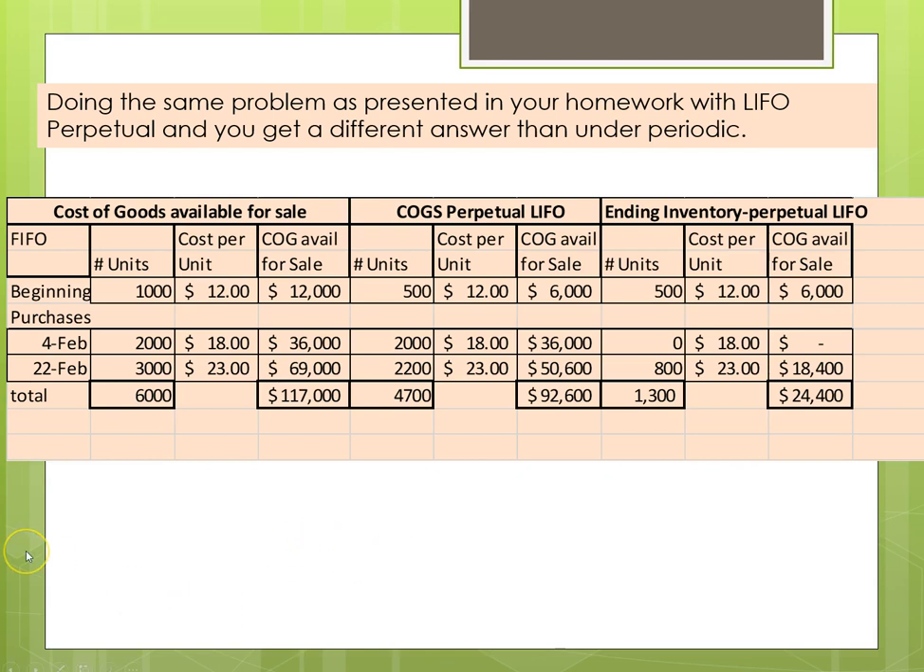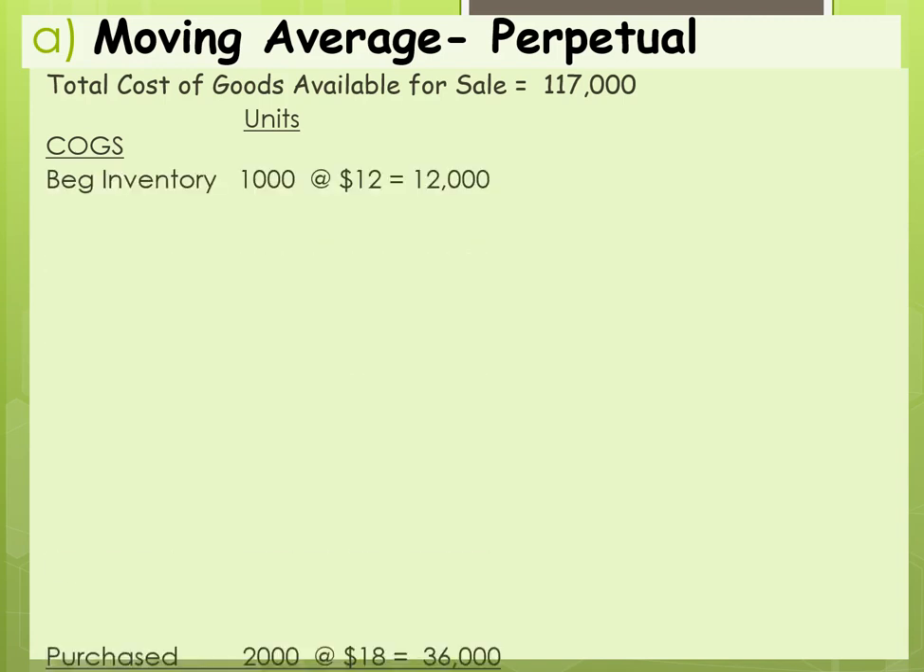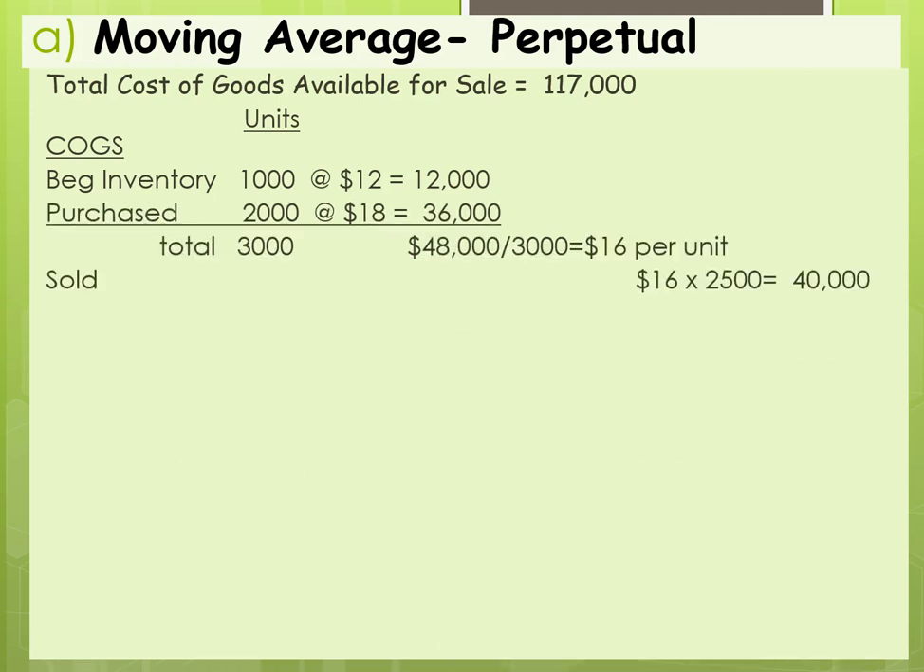Now the last one we're going to do is the moving average under perpetual. So for this one, we're going to take our beginning inventory, add our purchases up to the point of sale, and calculate an average cost, and that is what we're going to use to figure out cost of goods sold at that sale of 2,500 units. Now the remaining 500 is going to be priced at that average cost.